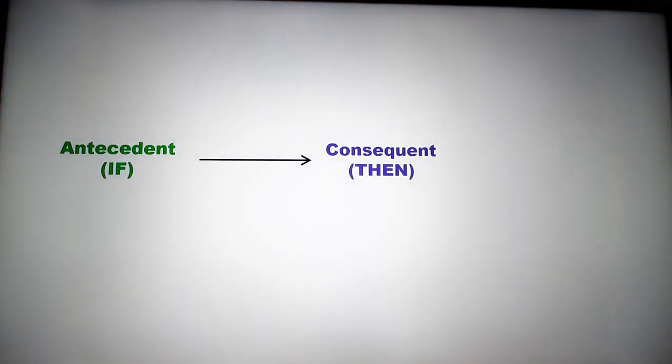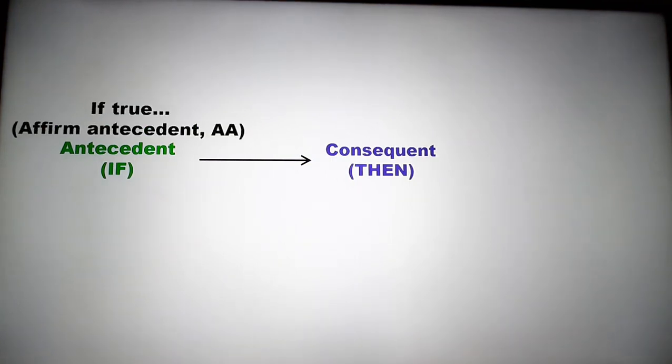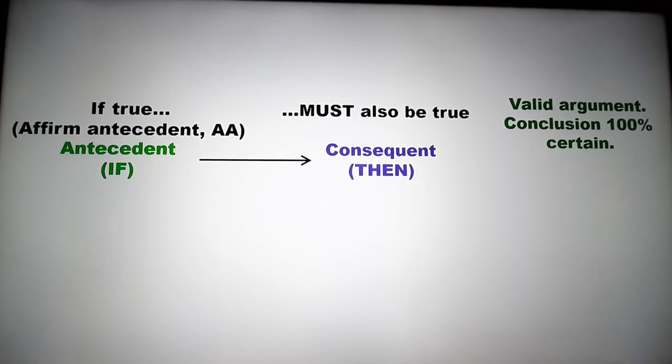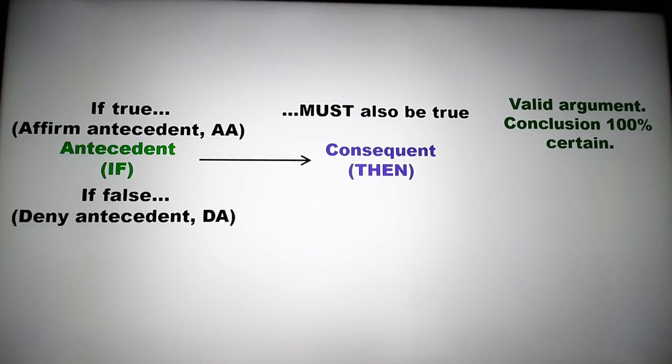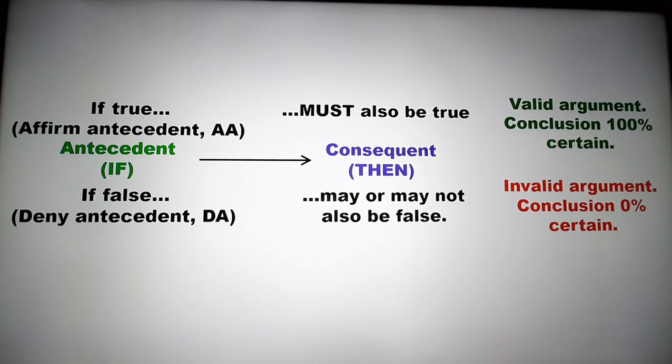So to sum up, dealing with the antecedent, there are two possibilities. If the antecedent is true, what we call affirming the antecedent, then the consequent must also be true. And that gives us 100% certainty about the consequent, and that makes this a valid argument. You have a reason to believe the consequent from affirming the antecedent. But if we deny the antecedent, if it turns out the antecedent is false, well, then the consequent may or may not also be false. We simply don't know from that argument. And so this is an invalid argument, and we have 0% certainty about the conclusion.